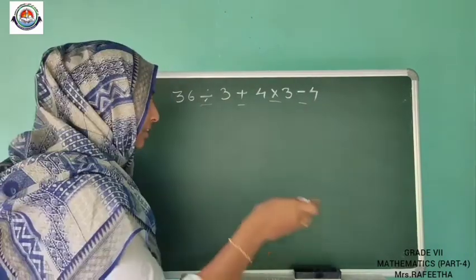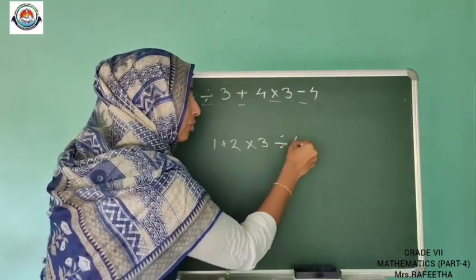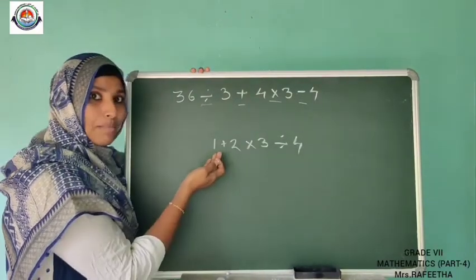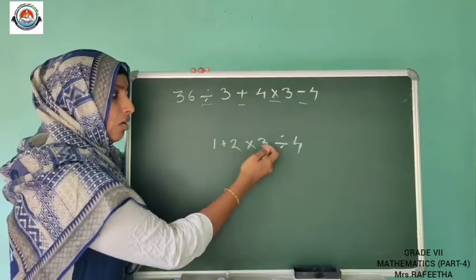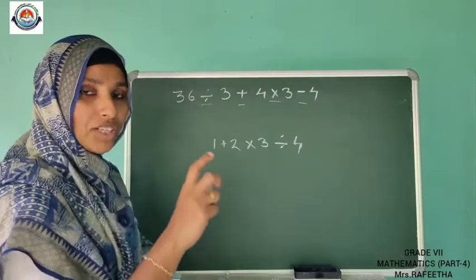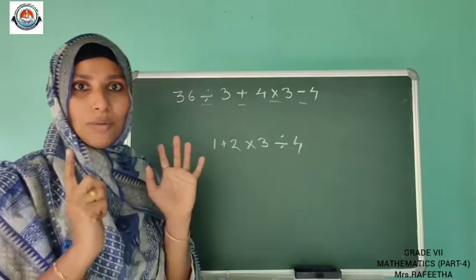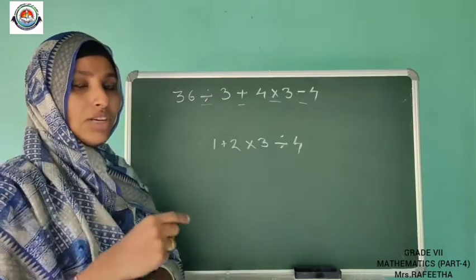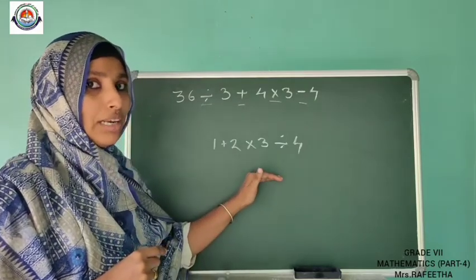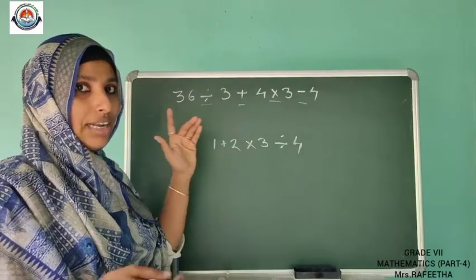We can write another numerical expression, that is 1 plus 2 into 3 divided by 4. Is this a numerical expression? Yes, because these are numbers and there are certain operations in between them. If there is an operation between the numbers, we can call it a numerical expression. In your higher class you may be studying algebraic expressions. An algebraic expression has not only numbers, but also variables. You can study that at that time.